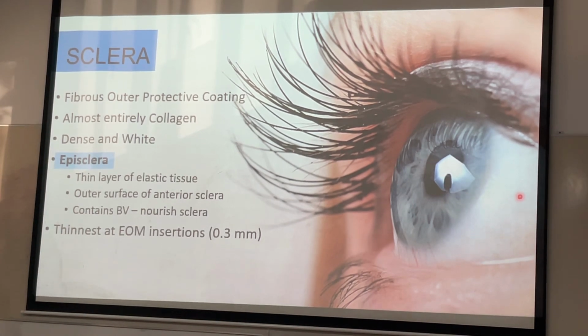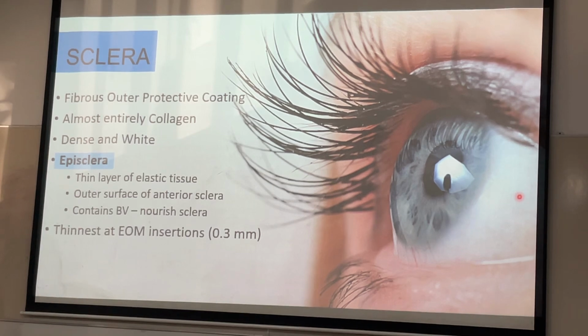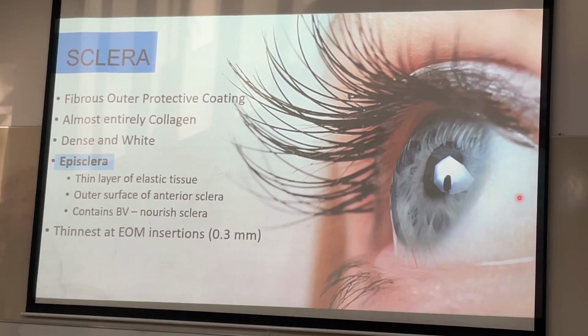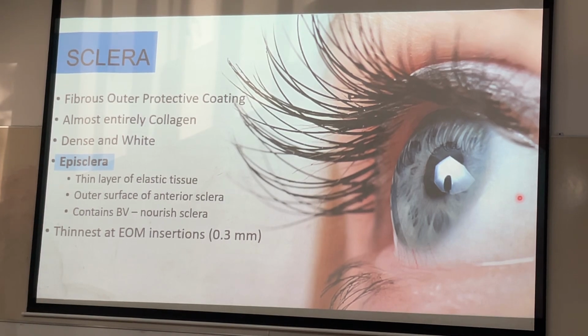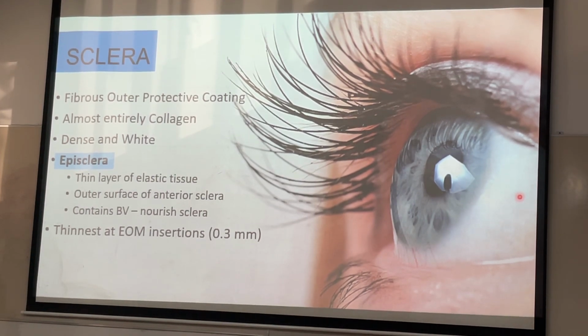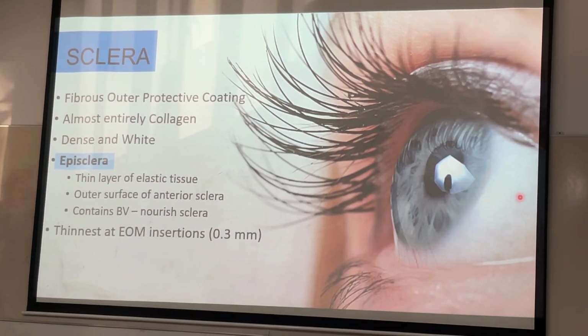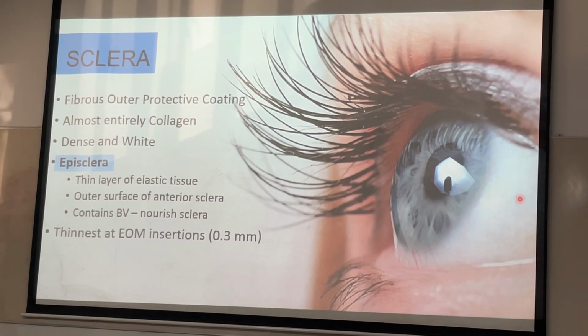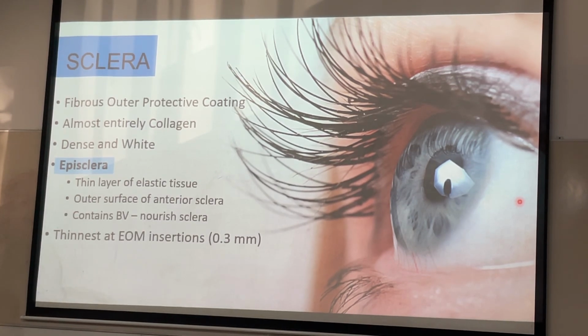And then before your main sclera, we also have an episclera. So this is a very thin layer of elastic tissue, which is the outer surface of your anterior sclera. It contains blood vessels, which mainly nourishes your sclera. So, as mentioned earlier, muscles are inserted into the sclera. And when the muscles are inserted, that sclera is very thin. So where the muscles are inserted is the thinnest portion of your sclera. So they're about 0.3 millimeters in thickness.